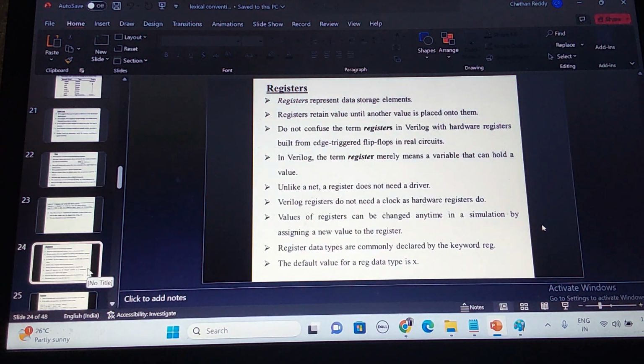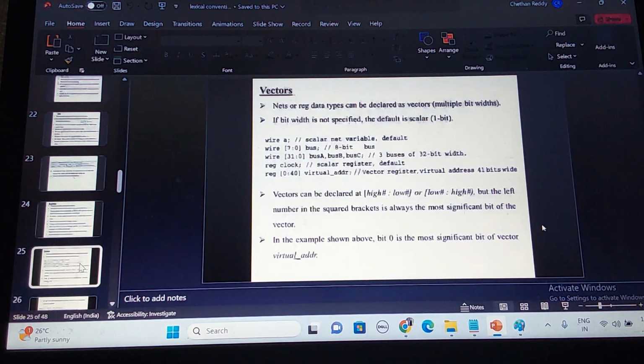Along with this, like in C, where we have other data types like integer, float, character, string, and so on, in Verilog it basically supports five or six data types. One is the net data type, the reg data type, the integer data type, the real data type, the time data type, and the real time data type. These are the data types supported in Verilog.